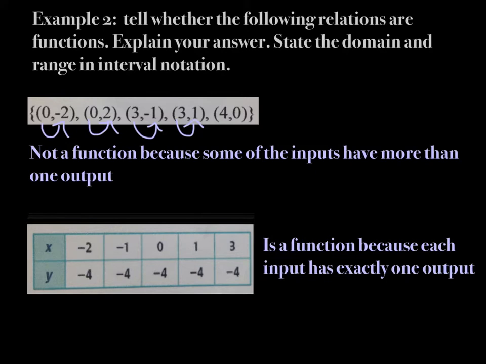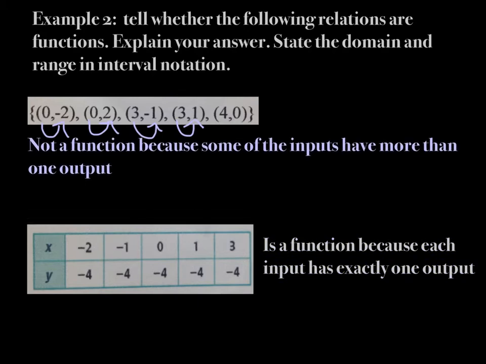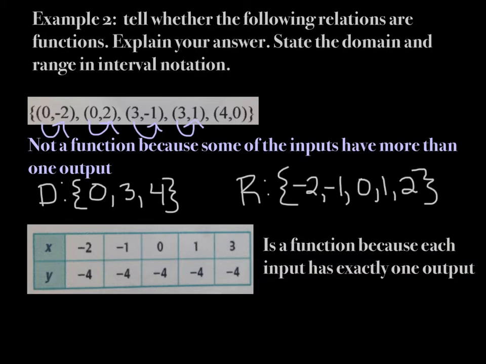Now, I also asked you to give the domain and range in interval notation. So let's go back to the first one. We're going to put a D for domain, like this, and then we're going to write all the x's in numerical order from least to greatest. And we don't write the ones that are in there twice. You just write 0, 3, and 4. Those are our inputs. For the range, we're going to list the y values in order from least to greatest, so -2, and then -1, and then 0, and 1, and 2. And remember, when we're doing specific values, we use the fancy brackets.